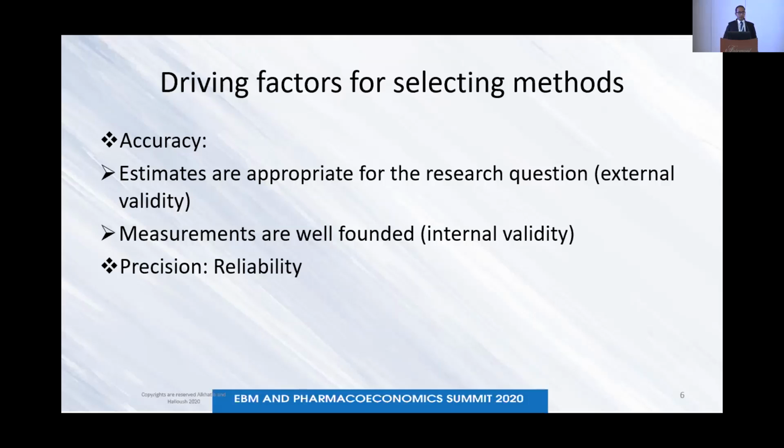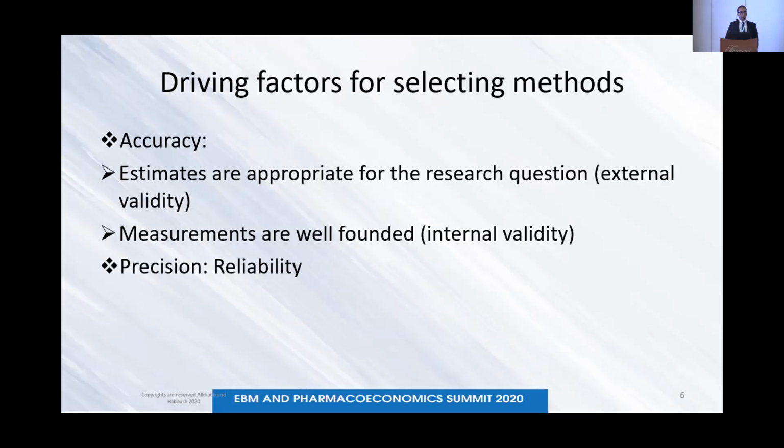The first one is accuracy of the costing method. We call it external and internal validity. And external validity, the estimates are appropriate for the research question. What is my research question? The measurements also, if are well-founded, we call it internal validity.